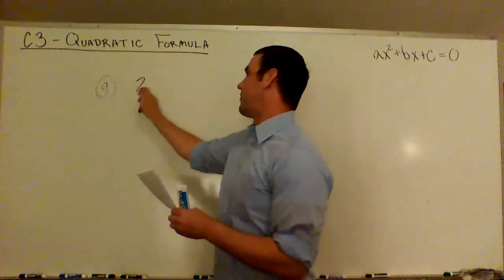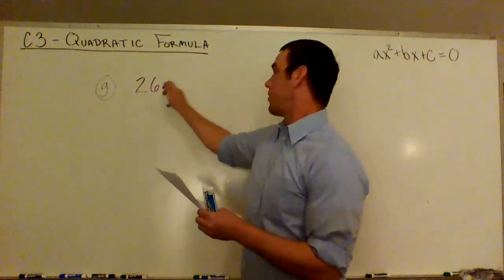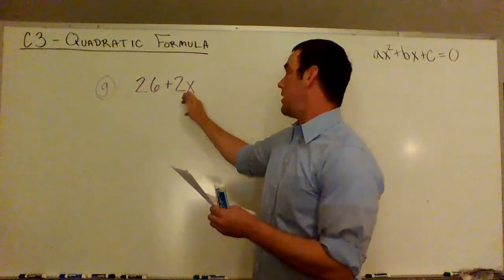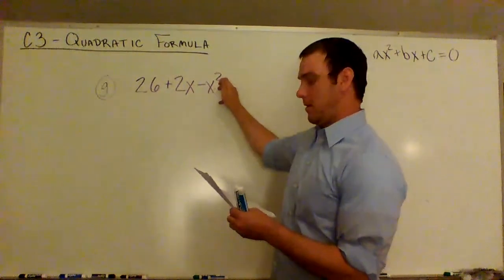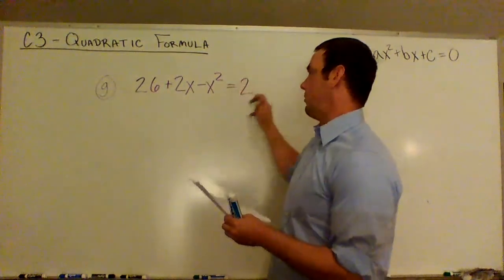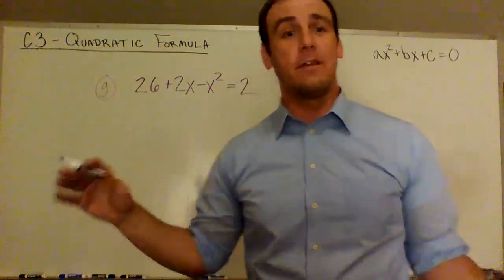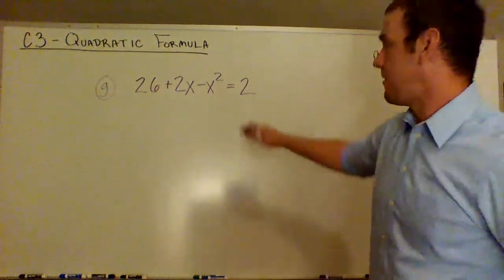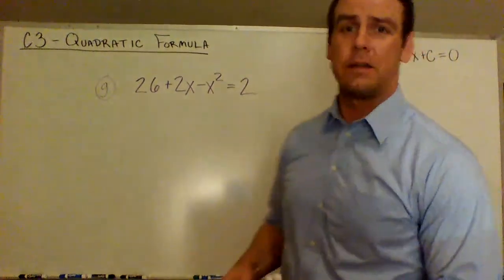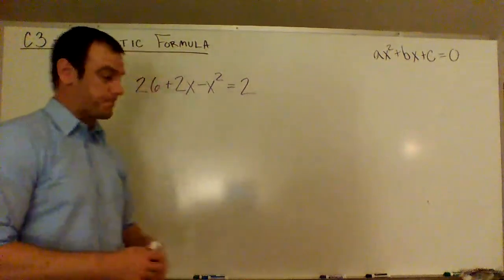So, G, we got 26 plus 2x minus x squared equals 2. You guys, last one. See if you can solve this on your own. Okay, then unpause. See if we got it right.